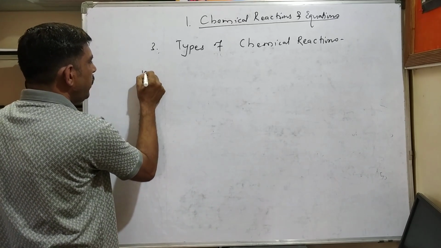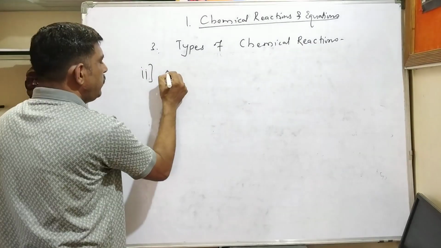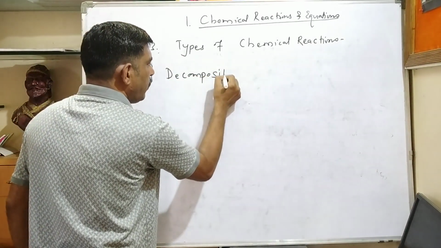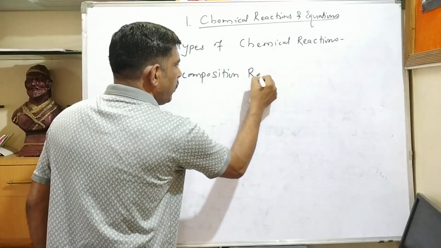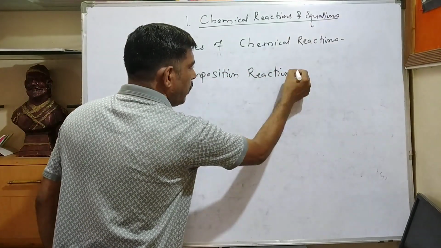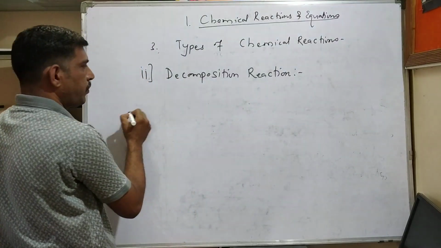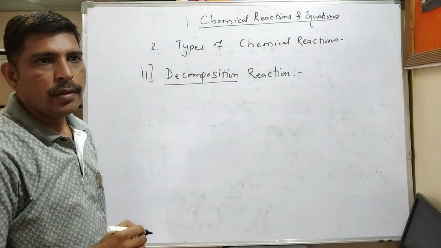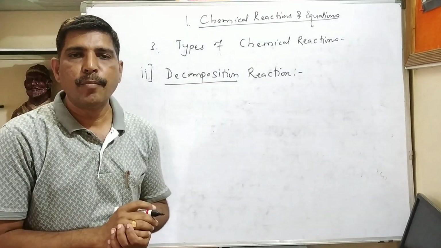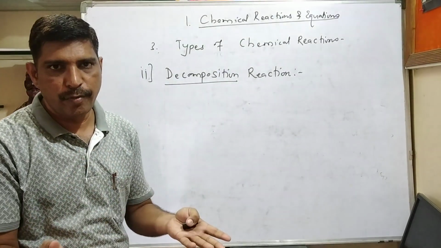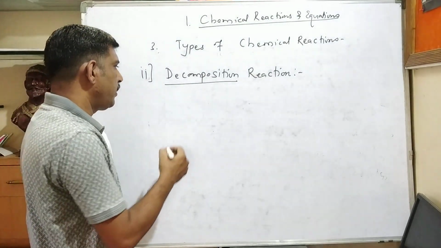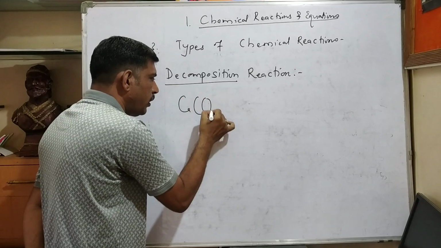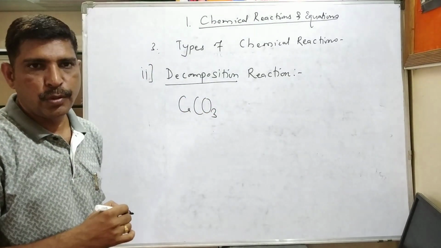The second type of reaction is decomposition. Here I already told you the meaning of decomposition. Decomposition means breakdown into two parts, we can say. So here we take a simple example of calcium carbonate, CaCO3, that is limestone.